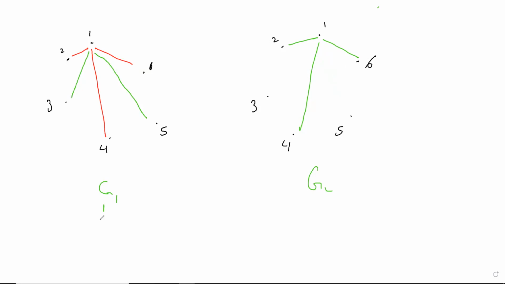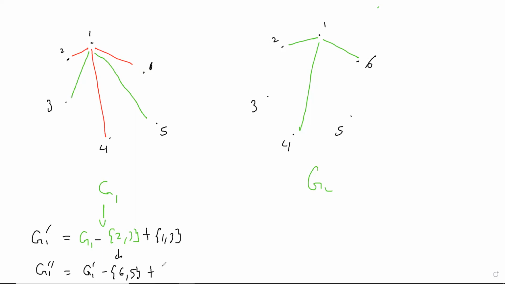So G1 went to G1 minus, what was the first thing we removed? We removed 3 comma this. Maybe I should use the same notation. So minus, and also black color, minus this, plus we added 1 3. That was the first exchange, right? And what was the second exchange? Let me call this G1 prime. Then G1 double prime became G1 prime, and again we removed from this new G1 prime what we had removed, and we added 1 5. And you see this final graph became equal to G2, and this will obviously always happen.